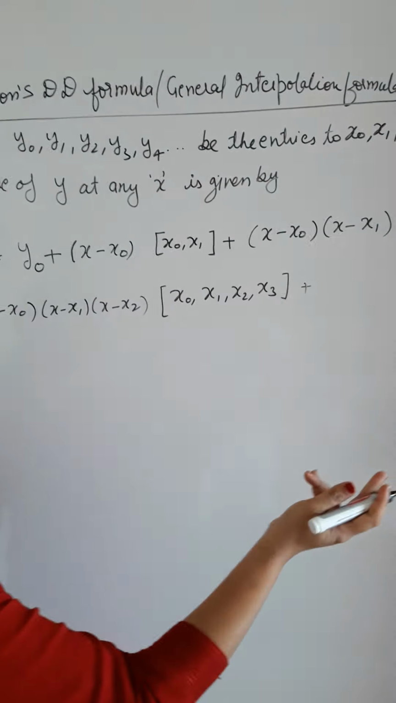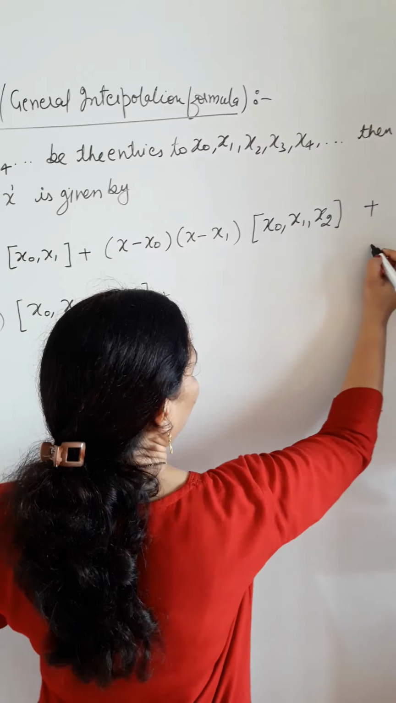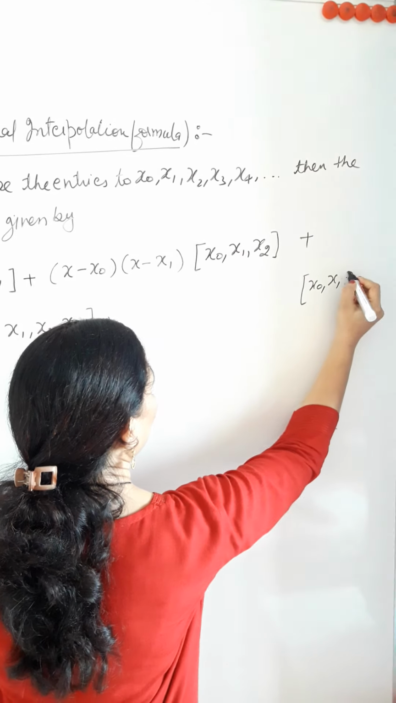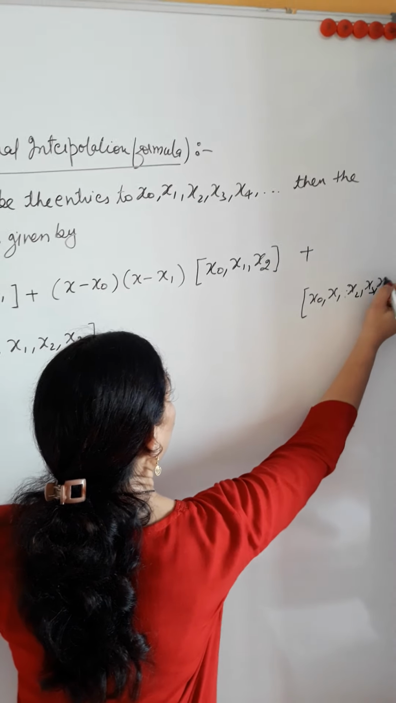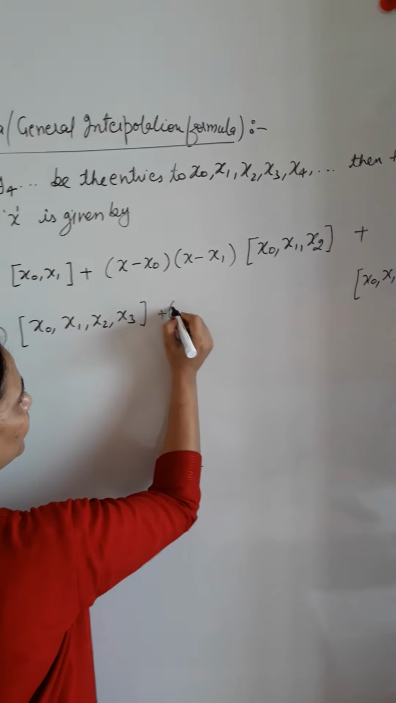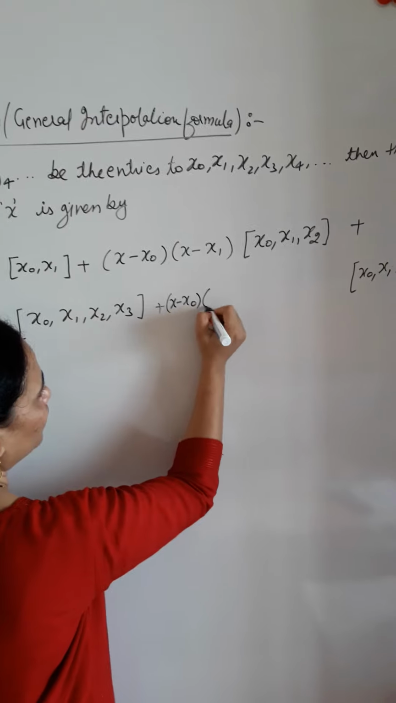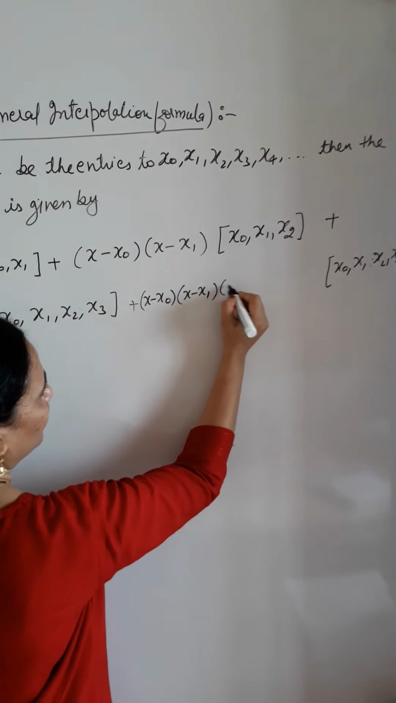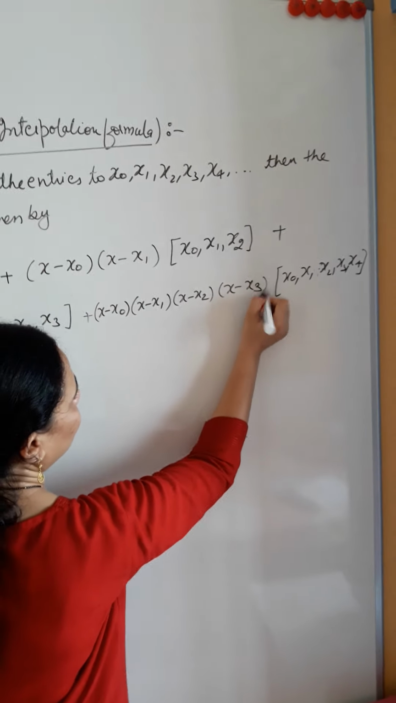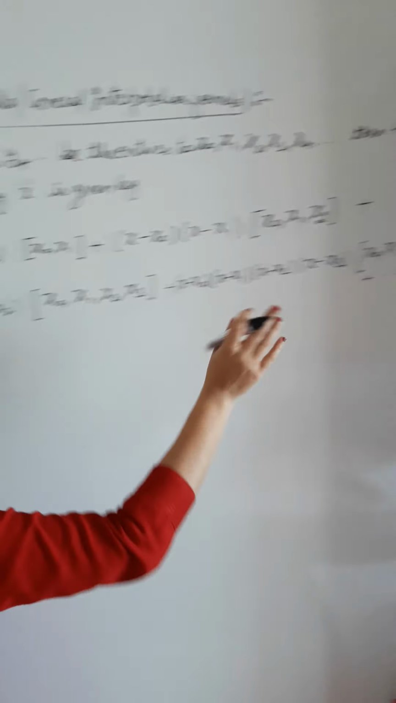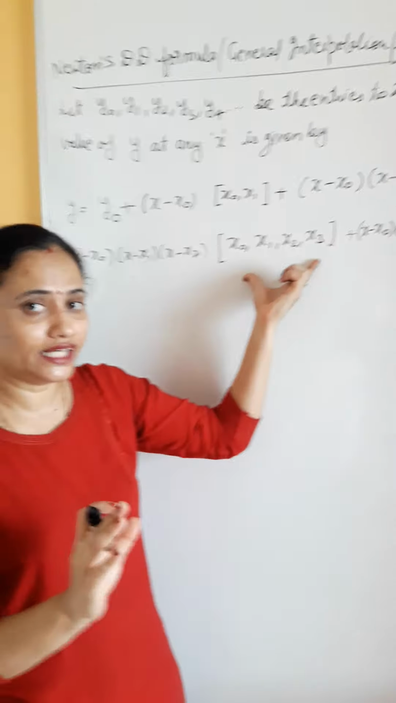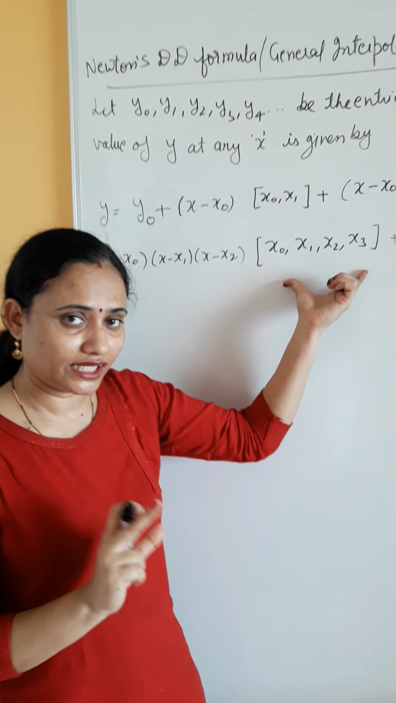Now the fourth divided difference: x0, x1, x2, x3, x4. Which one do we have to leave here? x4. So the remaining factors will be x minus x0, x minus x1, x minus x2, x minus x3, plus, and so on. Up to which value do we keep writing? Till the time we have divided difference values in the divided difference table.